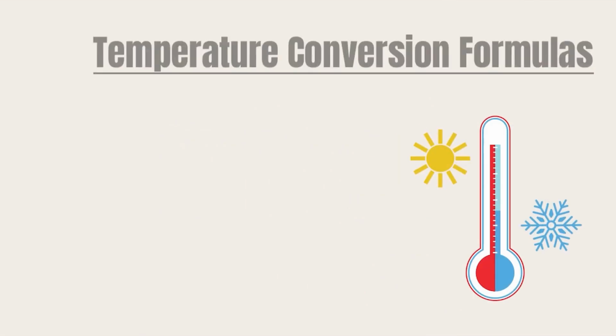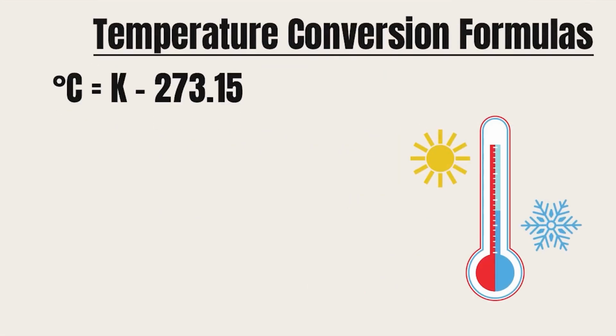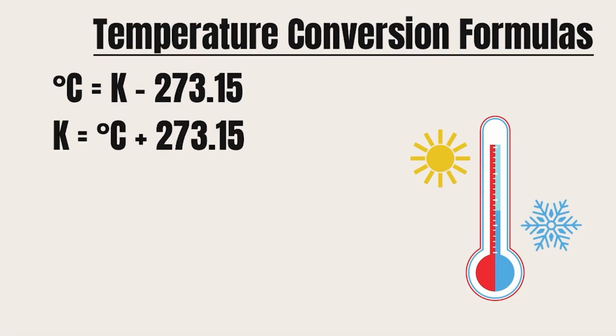How do we convert from one scale to another? We use these simple formulas. To convert from Kelvin to Celsius scale, we subtract 273 from the Kelvin temperature. To convert from Celsius to Kelvin scale, we add 273 to the Celsius temperature to get our temperature in Kelvin.